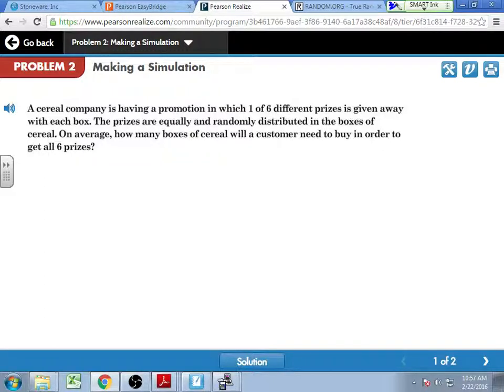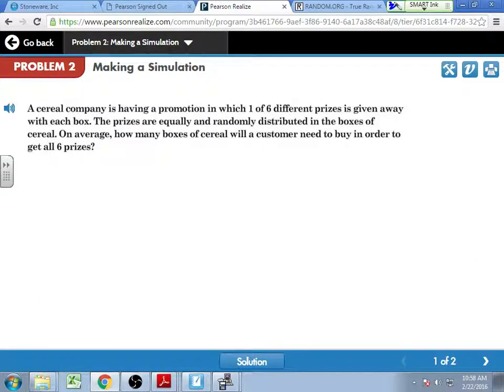So a cereal company is having a promotion in which one of 6 different prizes is given away with each box. If the prizes are all equally distributed, kind of like Cracker Jack or anything else like that, and randomly distributed, on average, how many boxes of cereal will a customer need to buy in order to get all 6 prizes? Well, that's kind of confusing, right?